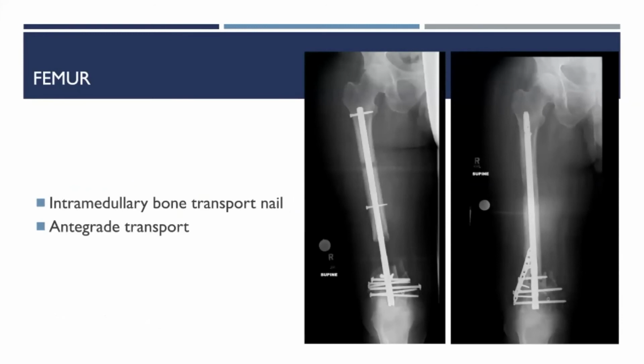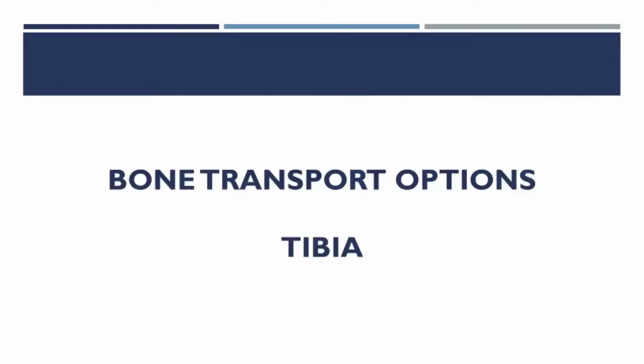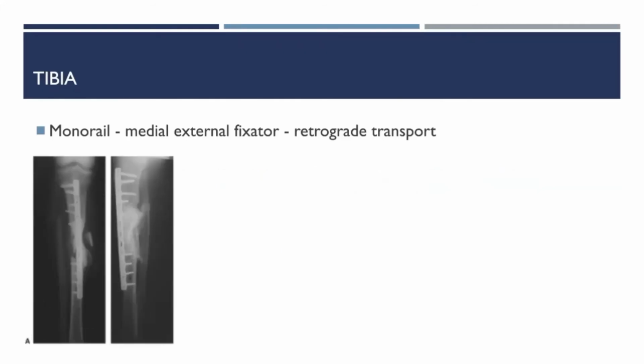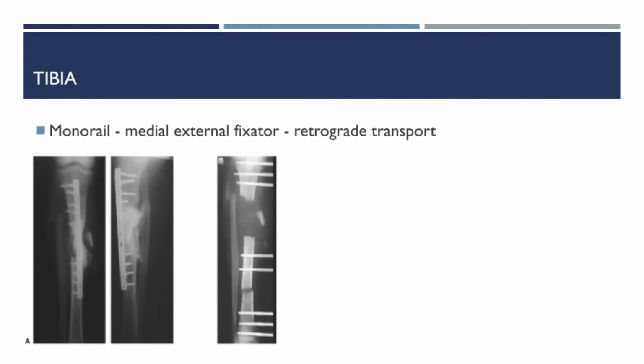And then, of course, the intramedullary bone transport nail. There's a couple of them available. It's nice. It's all inside, very expensive. Here's a distal femoral defect with an antegrade transport. Bone transport options in the tibia. Here is a proximal metadiaphyseal defect, stabilized with a plate, bone cement spacer, transitioned over to a medially based monorail, retrograde transport.